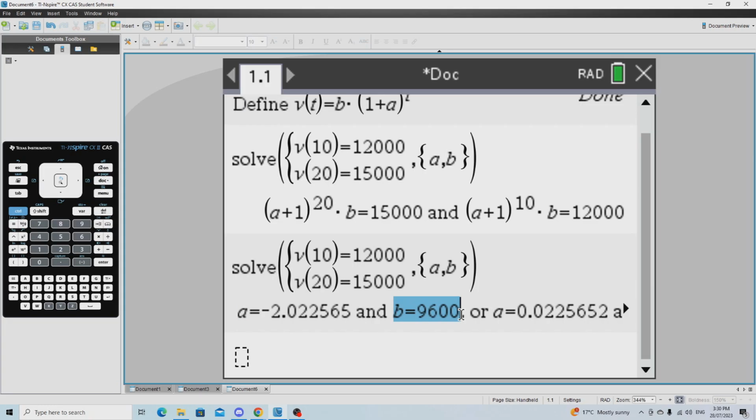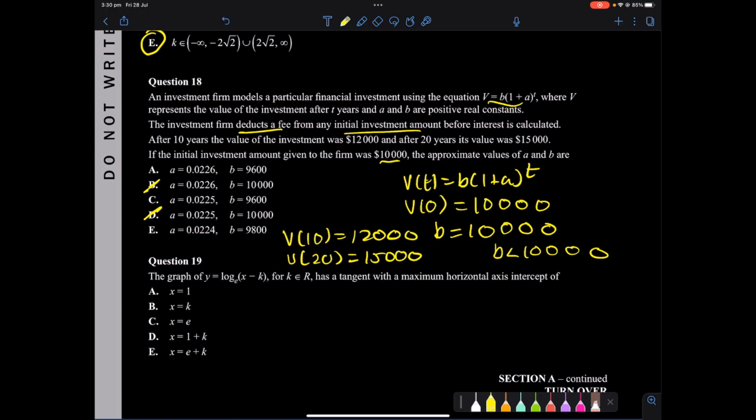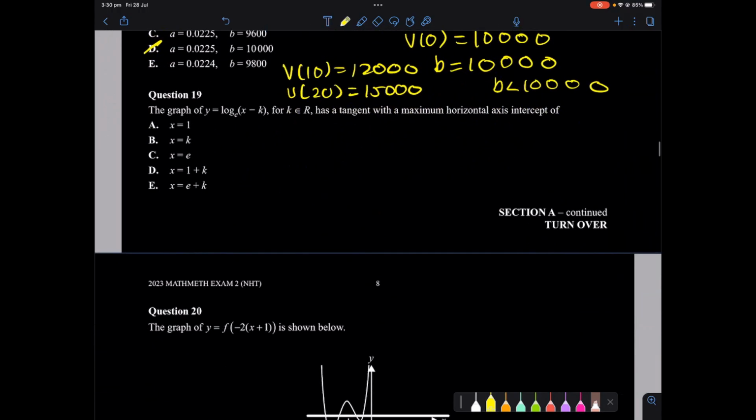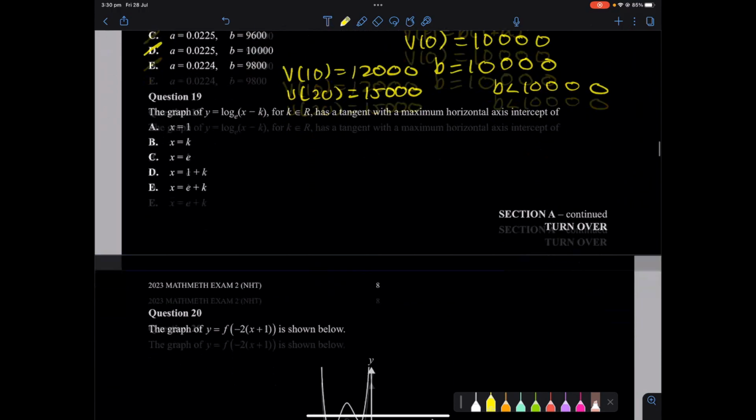Okay, but we don't have any value of A like that. So let's go to the next one. A is 0.9. Okay, so do we have any that looks like this? 0.026. Okay, A looks right. A looks like 9,600, which is here, and 0.026. Looks right. I'm not too sure, but yeah, it looks right.